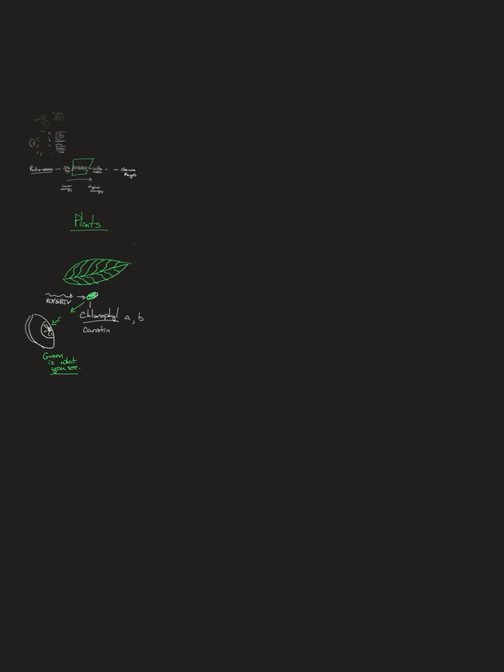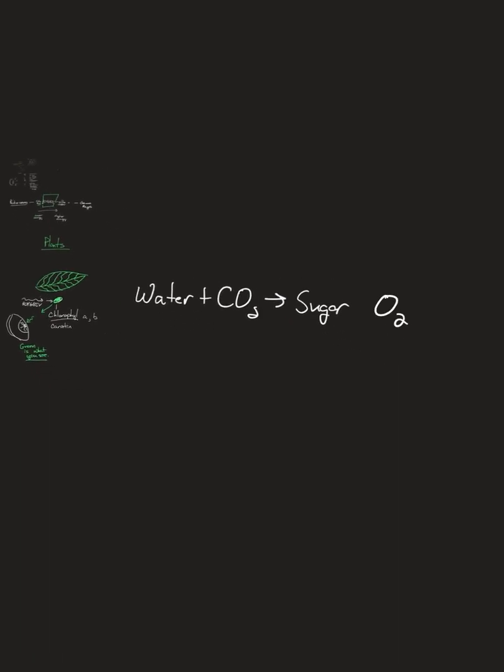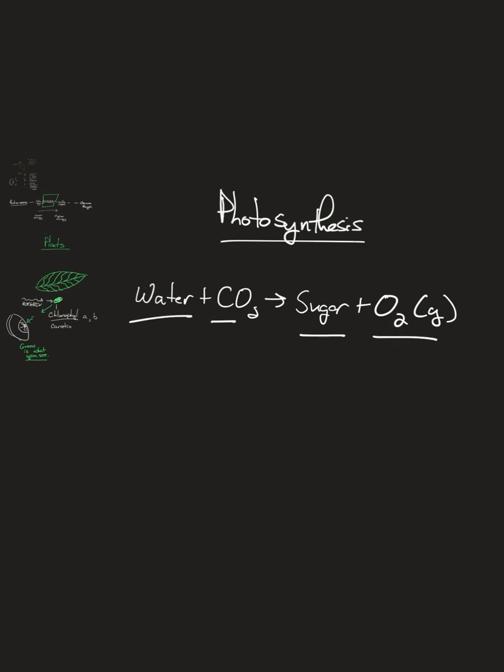So let's go ahead and write down at least the major photosynthesis equation, and then tomorrow we'll get into more details. So basically you're taking water plus CO2, and you're making sugar and releasing excess oxygen gas. This is photosynthesis: taking in water and CO2, and producing sugar and oxygen.